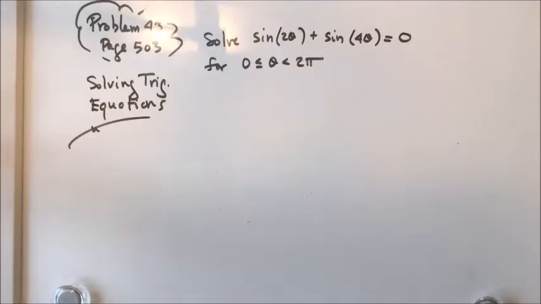Okay, I'm feeling lucky after that last problem, so let's take this one on. Solve sine 2 theta plus sine 4 theta equals 0 for theta between 0 and 2 pi.